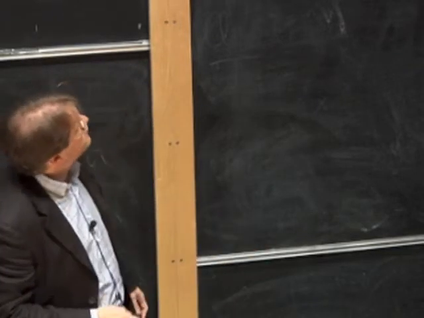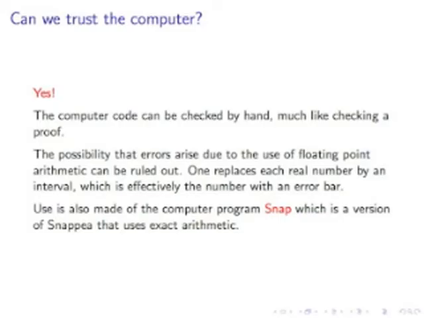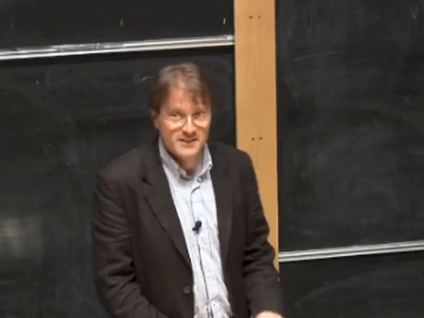The answer is yes. I mean, I would say that, wouldn't I? But your computer code is very straightforward. You can check it by hand, just like a proof. It's just geometric calculations, like the area of a triangle as a function of the sides, that sort of thing. And as I say, you can control round-off errors, potential errors coming from the fact that you're using floating point arithmetic. You also at some point had to use SnapPea, but you use a version of SnapPea which uses exact arithmetic, where the numbers it deals with are algebraic numbers. So yes, you can trust the computer, and that proves the theorem.